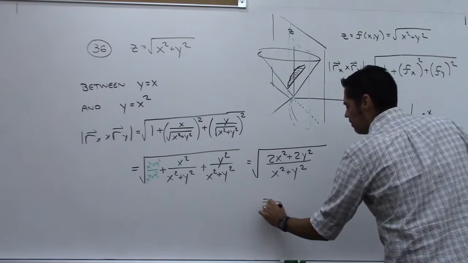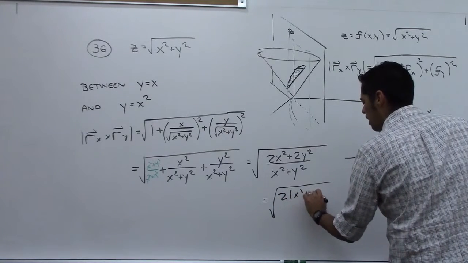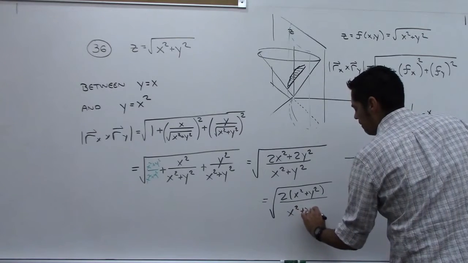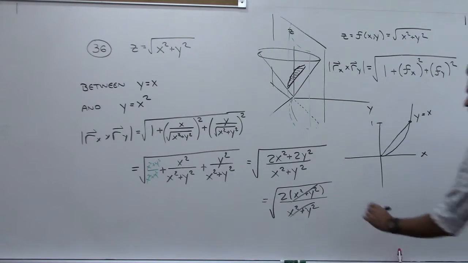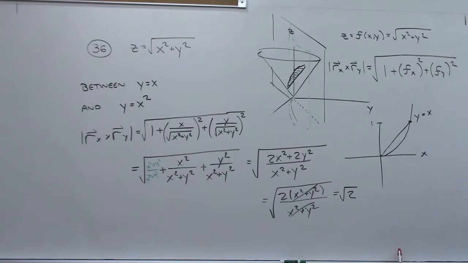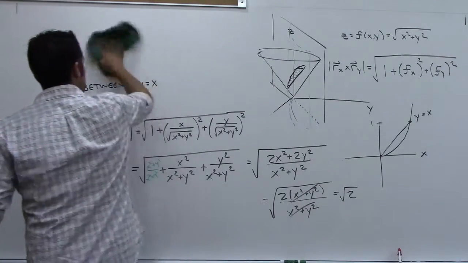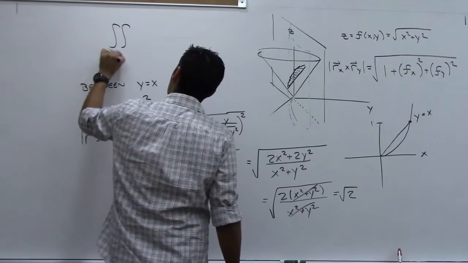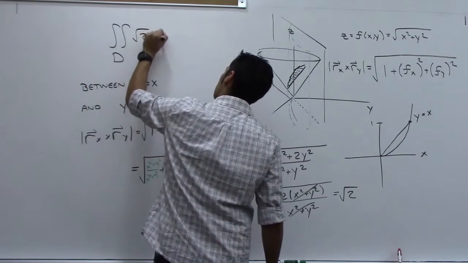So that'll become root 2 times x squared plus y squared over x squared plus y squared. The x squared plus y squareds cancel and you just get root 2. All right, so here's where I am. I need to find the double integral over the region D of root 2 dA.